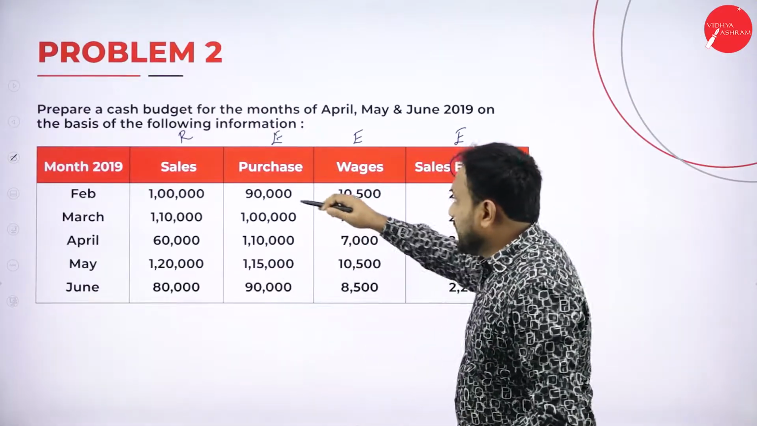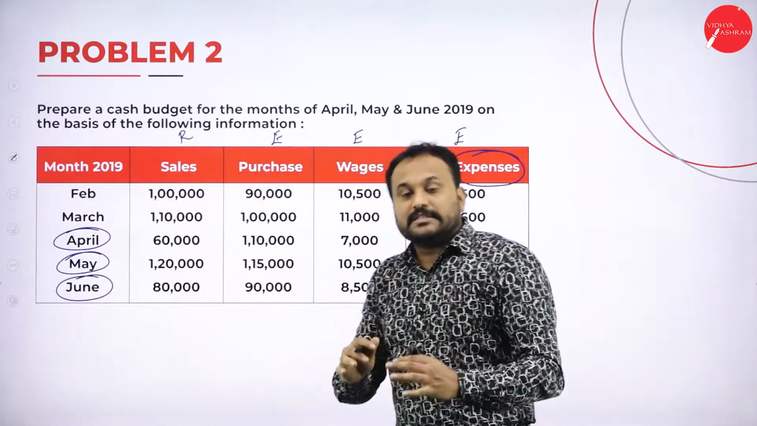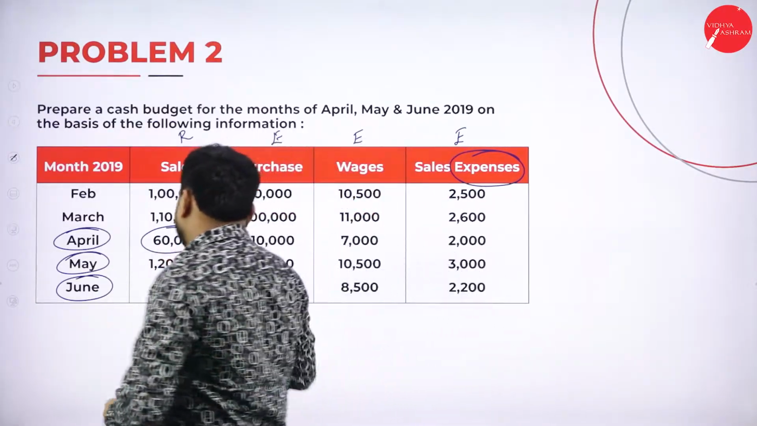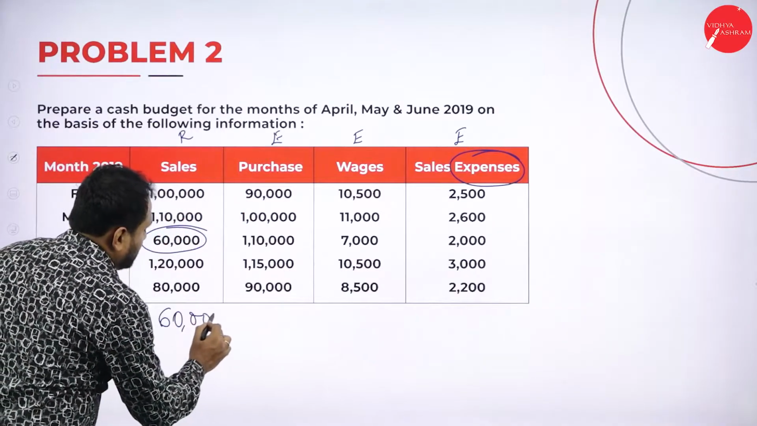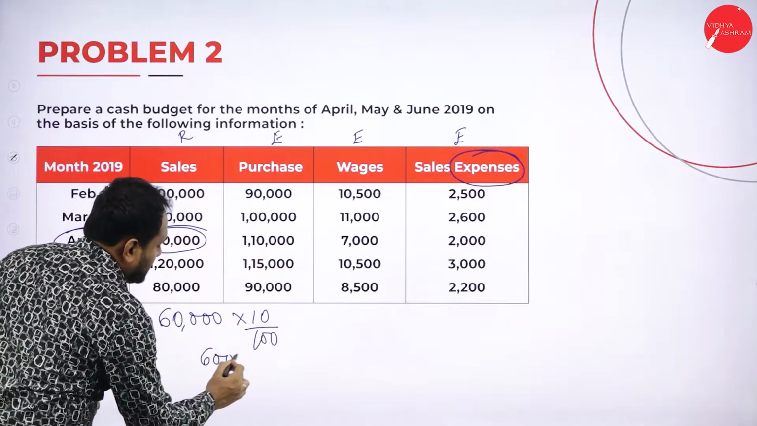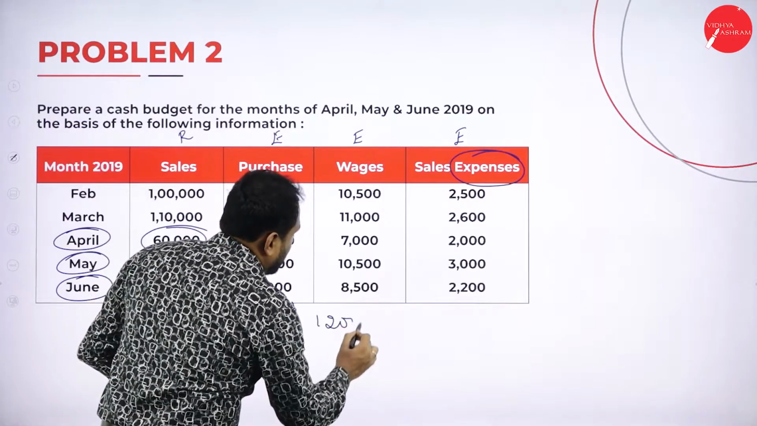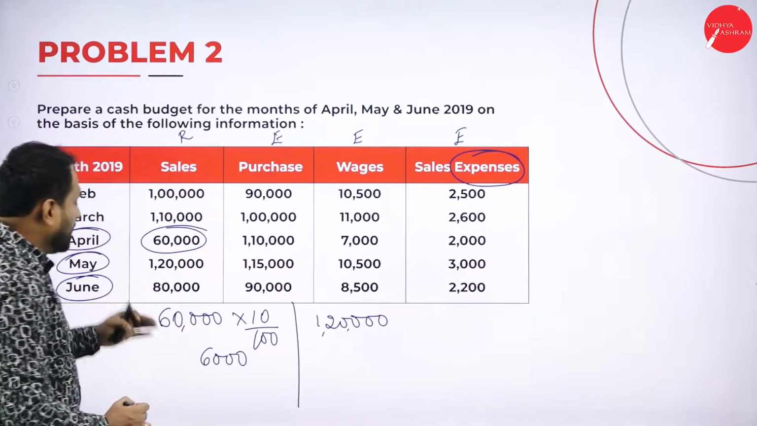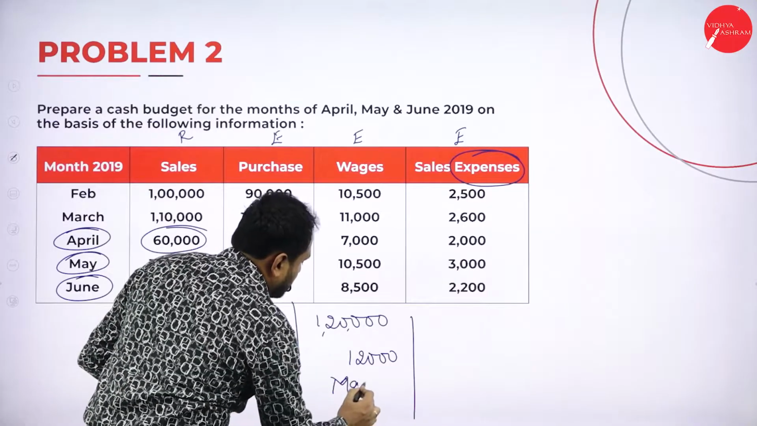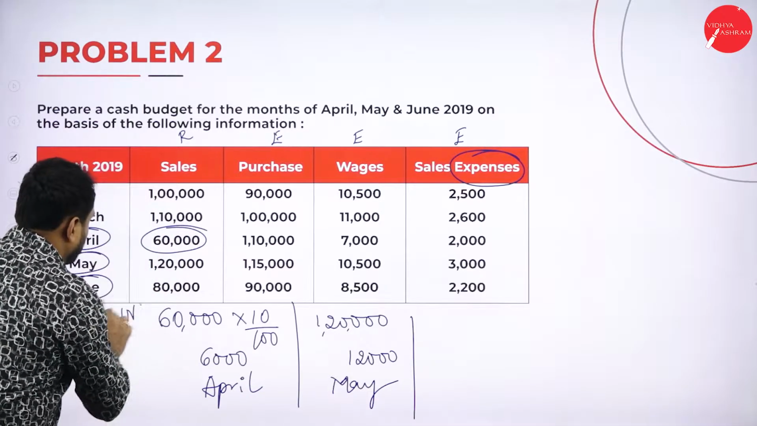Now understand, here in sales we have April, May, June. They said that 10% I'll receive in the same month. So for 60,000, 10% is how much? 6,000. So here, working note: 60,000, now 10% is 6,000, in the same month. Now next is May. May is 1,20,000. Again 10% I should go with, that is 12,000. This is May, and this is April. See, all these are working notes.